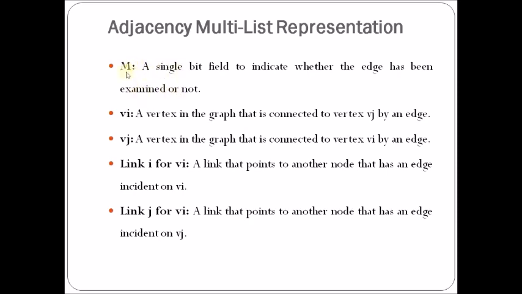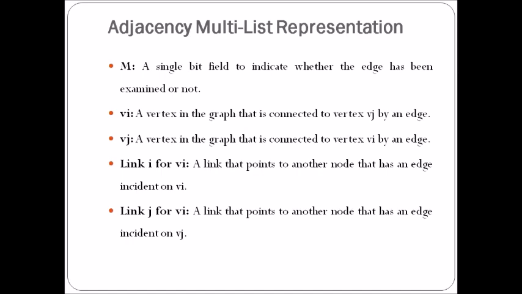Number 1, the first column indicates the single bit field, which indicates whether the edge has been examined or not, meaning whether we have visited that edge or not. V of I, that is the starting node, and V of J denotes the destination node, that is the end node of that particular edge that we are going to consider. Link of I for V of I is the link that points to another node that has an edge incident on V of I, that is our source node. Then link J for V of I is the link that points to another node that has an edge incident on V of J.